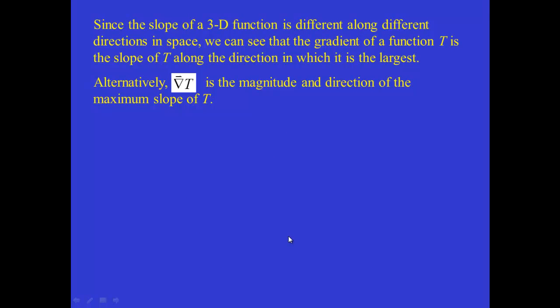And it's a little more complicated than the one-dimensional function, because in 3D the slope is different along different directions. So what we can see is that this gradient del t is the slope of t along the direction in which it's the largest. Or we can say that the gradient of t, or del t, is the magnitude and direction of the maximum slope of t.